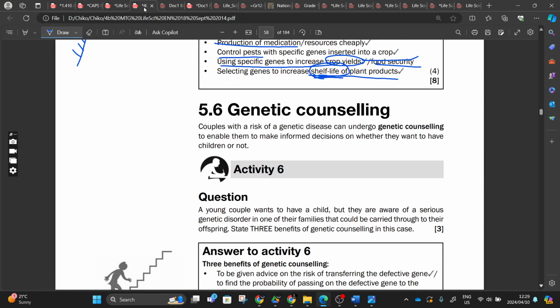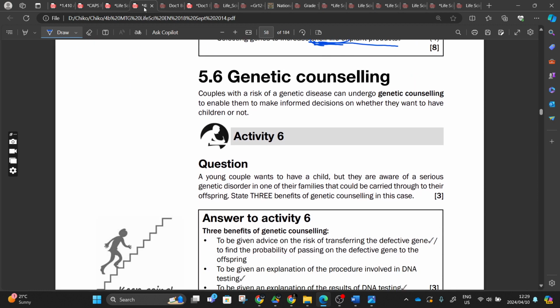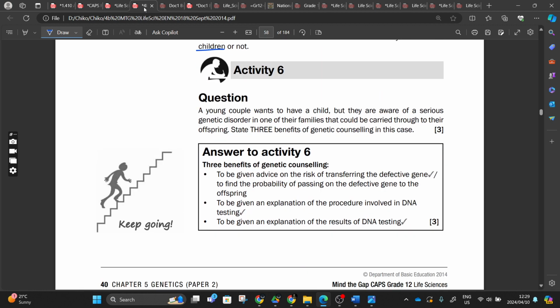And then from there, they told us that you can be a genetic counselor, and then they gave you a small scenario of a couple that undergo genetic counseling to enable them to make an informed decision on whether they want to have children or not, right? So with this information, you can give advice. They can ask you the advantages or benefits. State three benefits of genetic counseling. So you will be given an explanation, you'll be given an option, and then they will help you understand whether to have a baby.